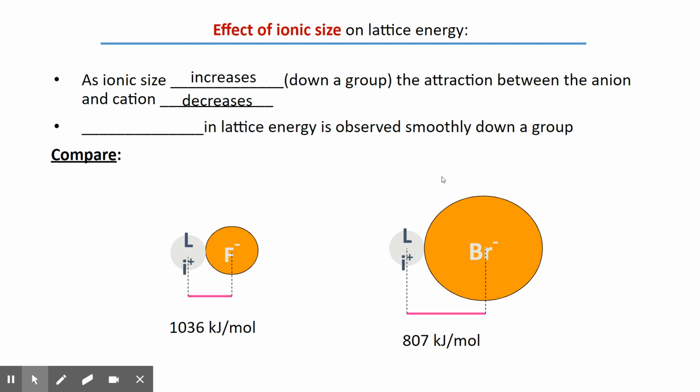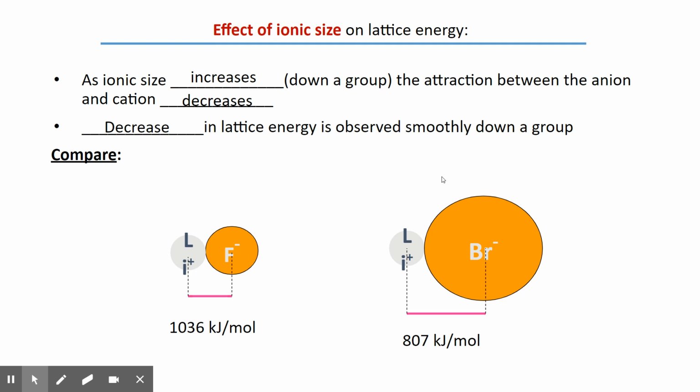So the ones at the top, like your fluorine, your oxygen, your nitrogen, those are going to have a higher attraction than the ions as you move down. Also, we have a decrease in lattice energy as we move smoothly down a group for the exact same reason. Because the attraction in a lattice is a positive and a negative attracted to each other, when those ions become bigger and bigger, it's harder to get to those attractive forces on the inside of the ion.